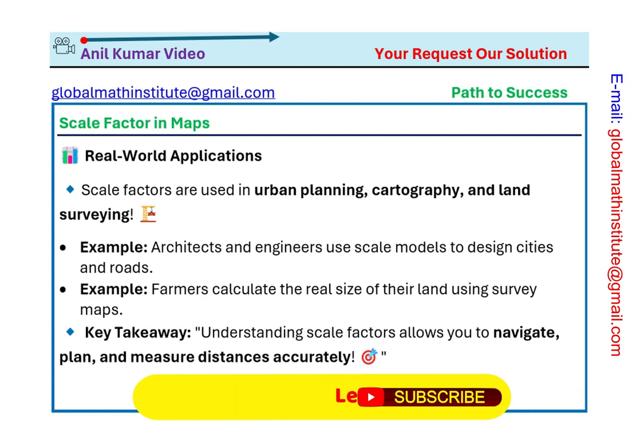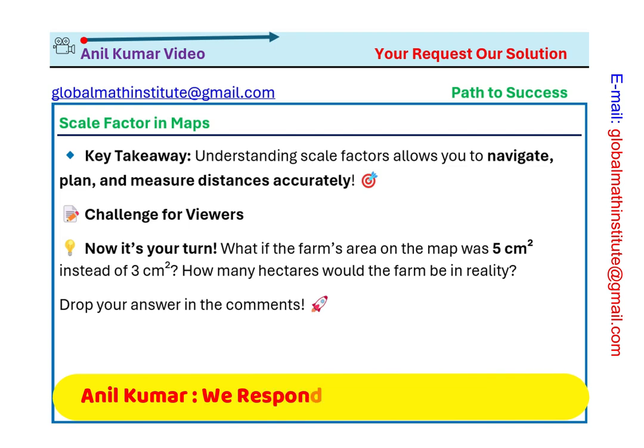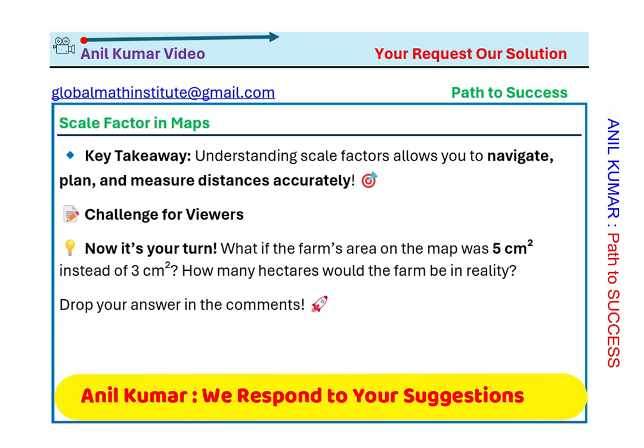I hope it makes sense, right? Now, here is a question for you. It's always good to try the learnings, right? So, we have understood that scale factors allow you to navigate, plan, and measure distances accurately. The question for you is, what if the farm's area on the map was 5 centimeters square instead of 3, right? Instead of 3. How many hectares would the farm be in reality?